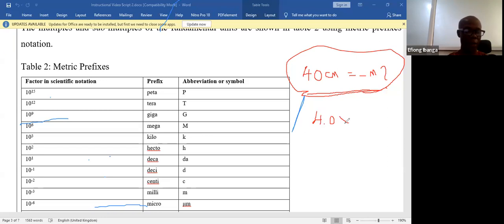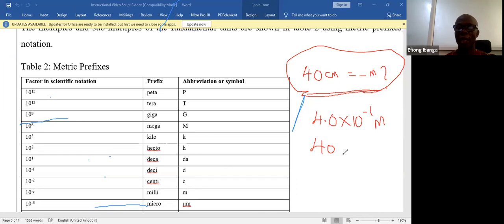I mean, we can write this as 40. Let me write it first because it's in cm, the way it must be written. One of you got it. You said it could have been written as 4.0 times 10 raised to power minus 1 meter. I don't know if that's correct, but what this means is this.